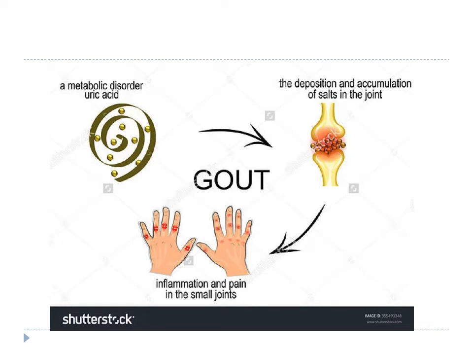So, in definition, what is gout? Gout is a metabolic disorder of uric acid metabolism. It causes the deposition and accumulation of salts of uric acid in the joints, causing inflammation and pain in the small joints.